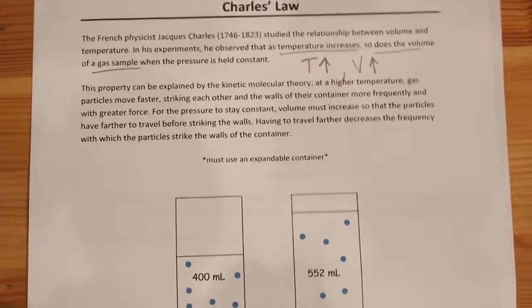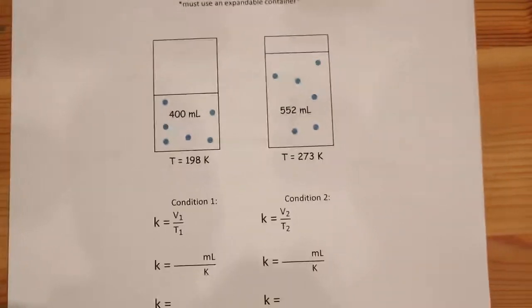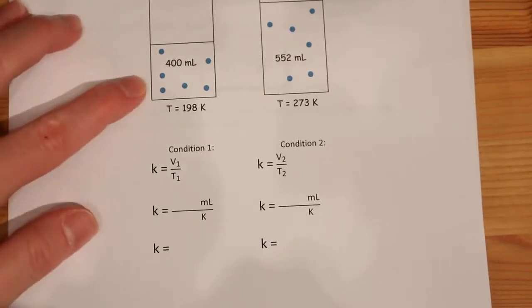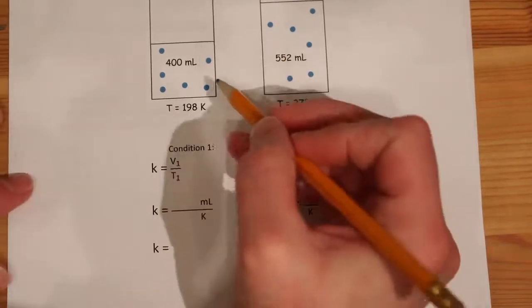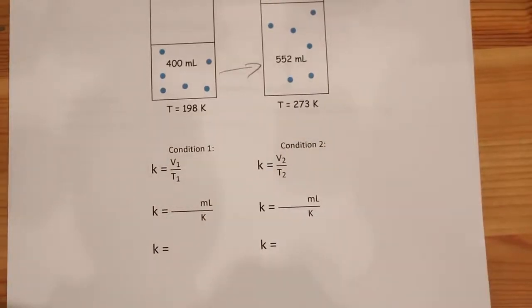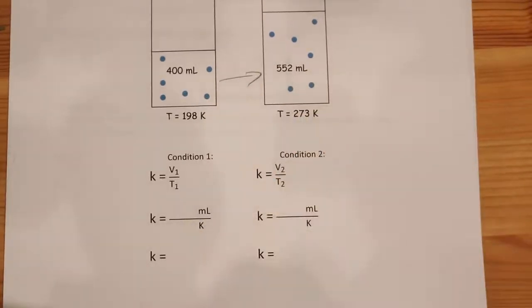This property can be explained by the kinetic molecular theory, and we're going to explain it by having a look at a system here. What we have here is a canister of gas that is currently occupying a volume of 400 milliliters, and it's at a temperature of 198 Kelvin. And what we're doing, going from here to here, is simply increasing the temperature of the gas. And we're noticing that when we did that, the volume increased from 400 milliliters to 552.